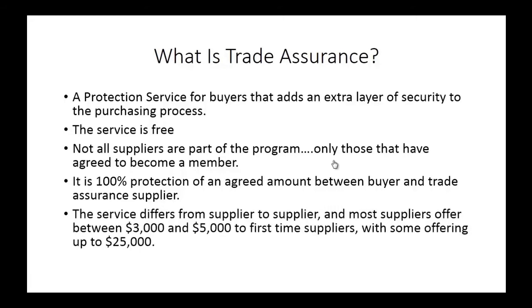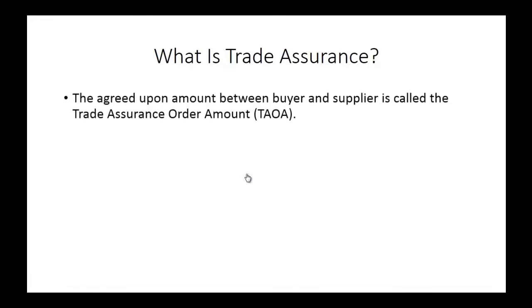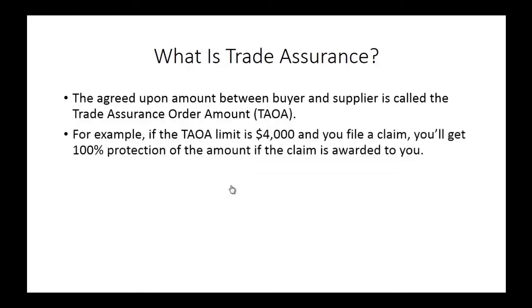Now the service differs from supplier to supplier, but most suppliers offer between $3,000 and $5,000 for those who are working with them for the first time, and some even offer up to $25,000. The agreed upon amount between the buyer and supplier is called the Trade Assurance Order Amount, or TAOA, and that's what we'll refer to it throughout the rest of this video. For example, if your TAOA limit is $4,000 and you file a claim, you'll get 100% protection of that amount, $4,000, if indeed the claim that you place is awarded to you.